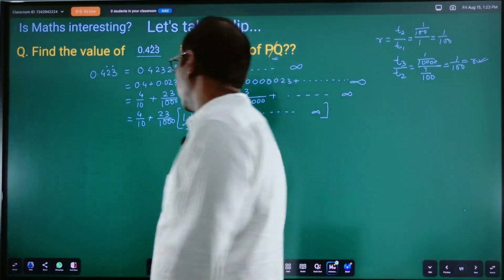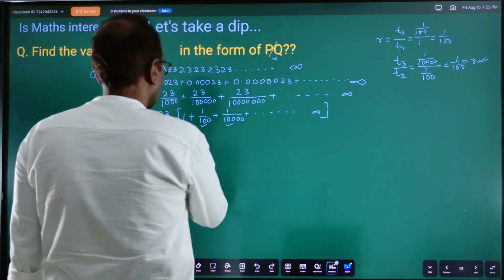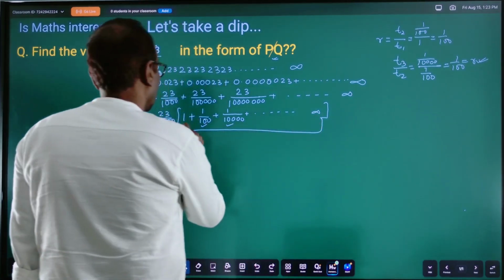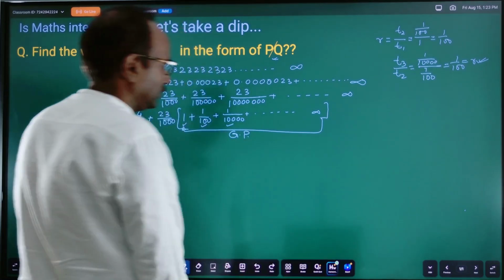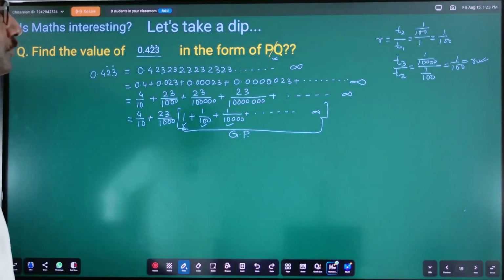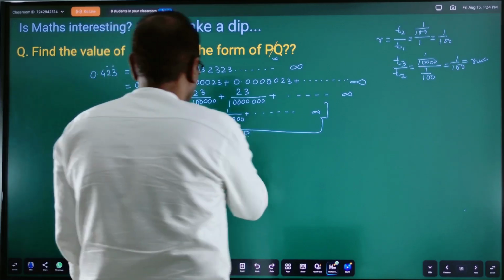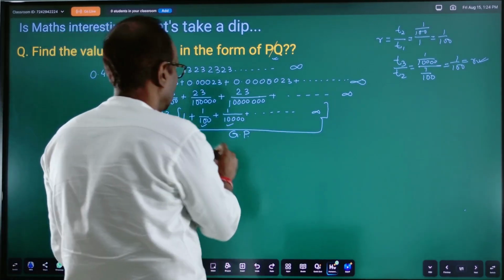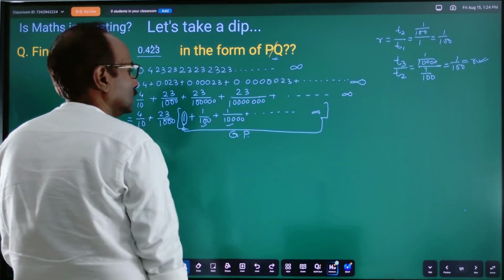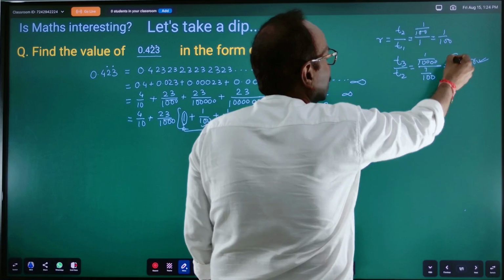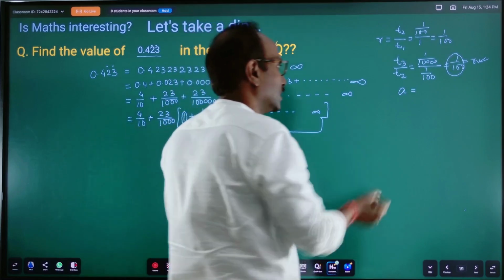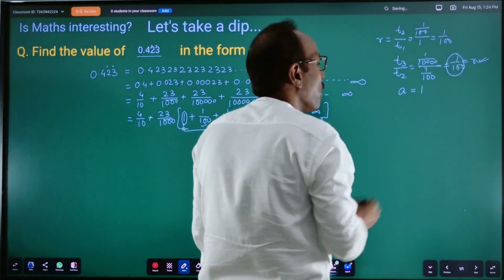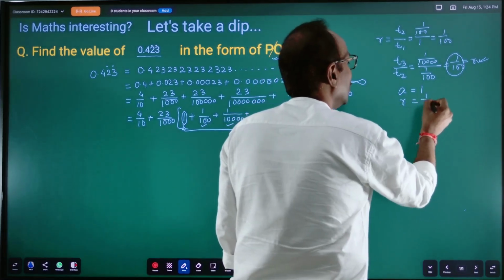This type of series of numbers is called a geometric progression, GP in short form. So what is the first term of this GP? The first term is 1 and the common ratio is 1 by 100. So you have this information. If we name the first term A, it will be 1 and the common ratio is 1 by 100.